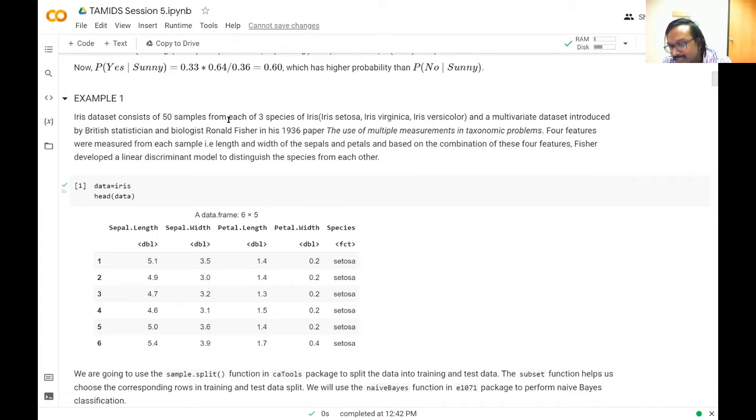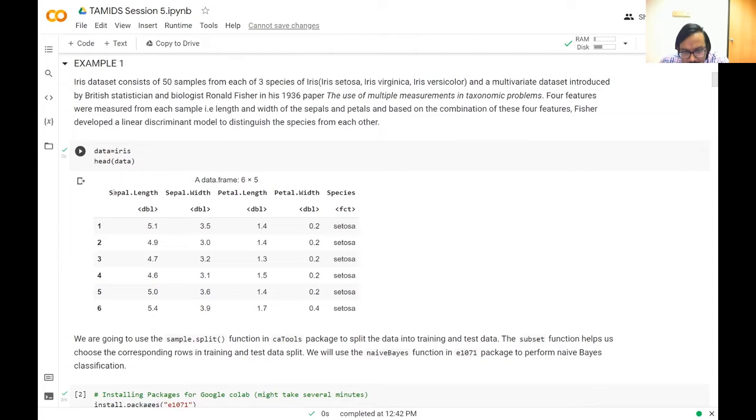However, when we work through this example, we are actually going to use R. Well, since there are 50 samples of each of them, we can see that we have 4 features: the sepal length, the sepal width, the petal length, and petal width. So these 4 features become the 4 predictors, and the corresponding species become the response.